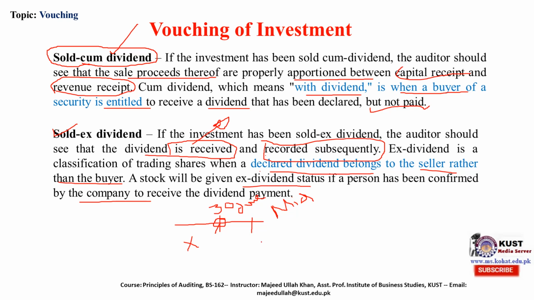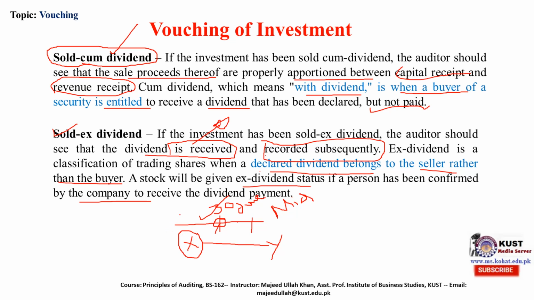So if X sells his shares somewhere after 30th June and before mid-July, the dividend will still be received by X, because his name is in the registered book. So it is called ex-dividend.